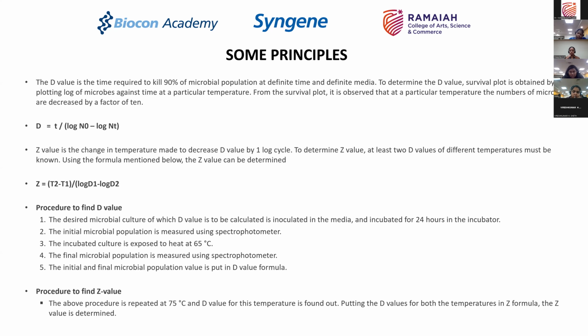Procedure to find a Z value, you repeat the above procedure at a different temperature, say 75 degrees centigrade, and then when you put the value of the D at 75 degrees centigrade and 65 degrees centigrade, you will get a Z value. And you know the temperature difference is 10 degrees centigrade in this case. So this is an exercise which has to be done where, for a given microorganism, you arrive at a survival plot, you arrive at a Z value at different temperatures and publish this data.